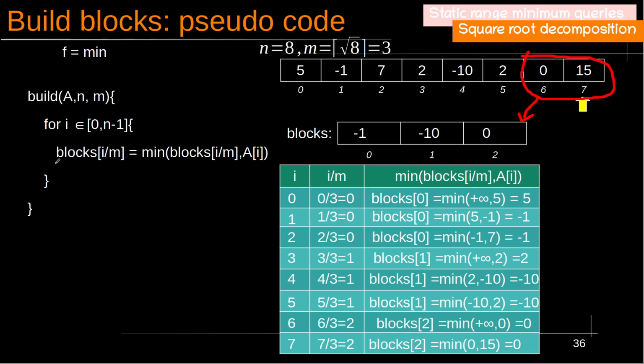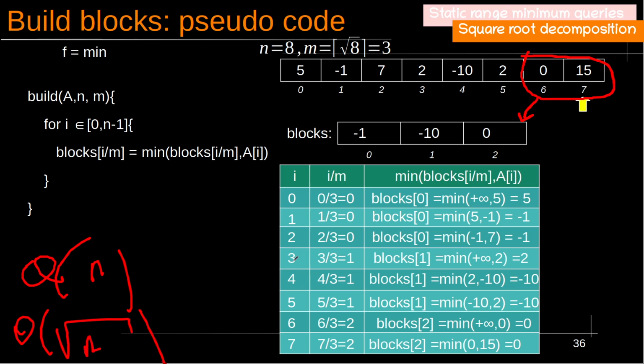As you see, this is the pseudocode for how to fill this array. Its time complexity is big O of n, as you see, and its space complexity is O of square root of n. Let's see.